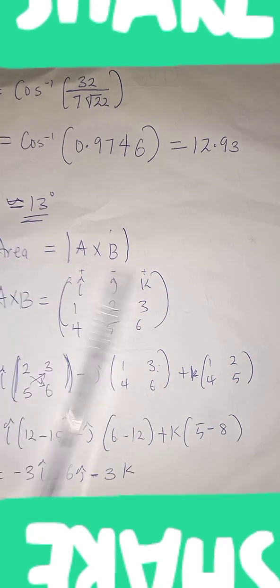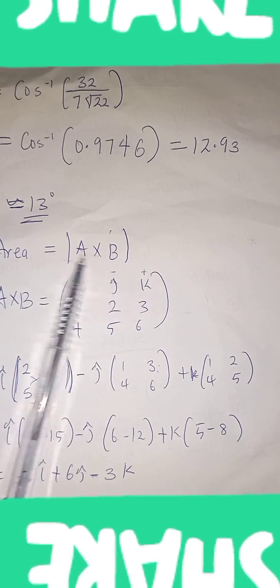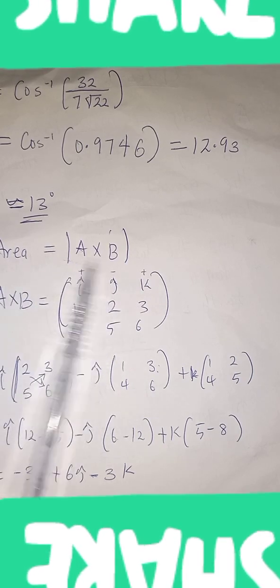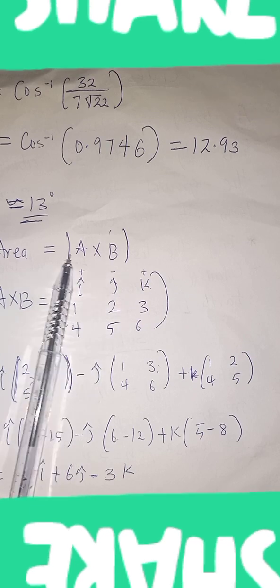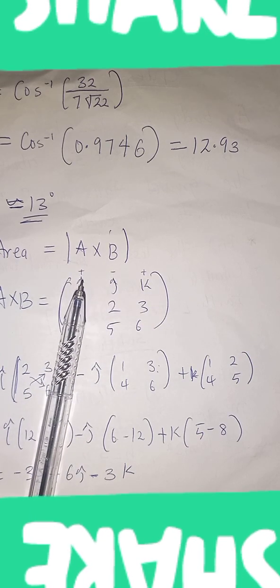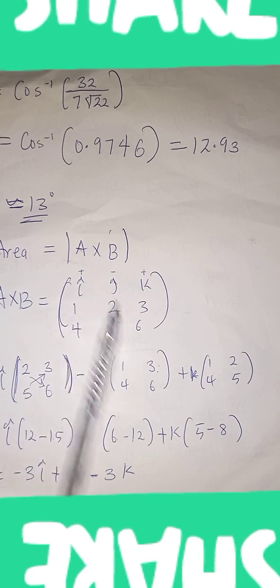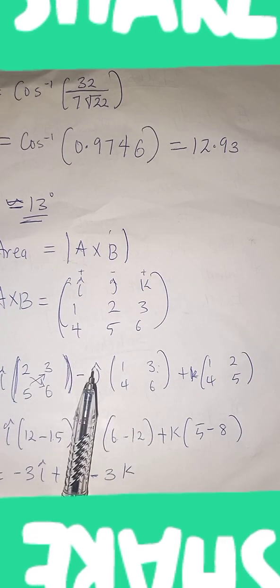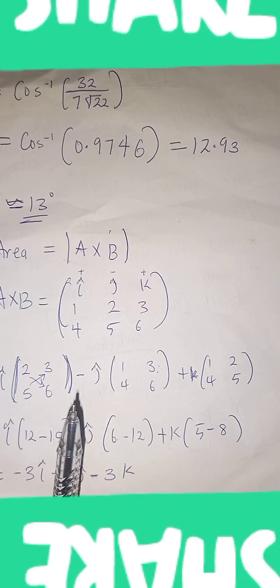Now, area is the magnitude of the cross product of the two vectors, which is A cross B. And to find A cross B, we use matrices or calculator, depending on the one you understand. I'm going to show you how to use matrix and also show you how to use calculator. So anyone you find more accurate, you follow that way.